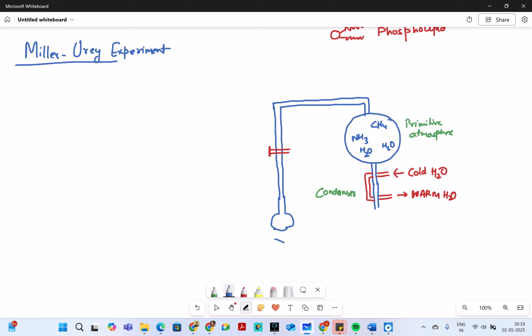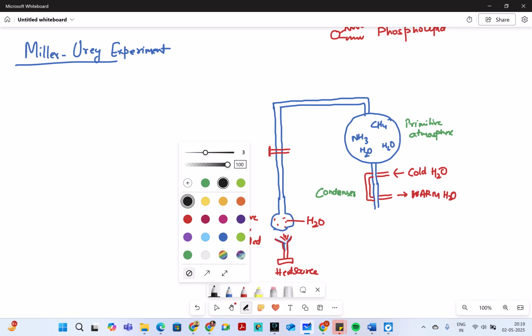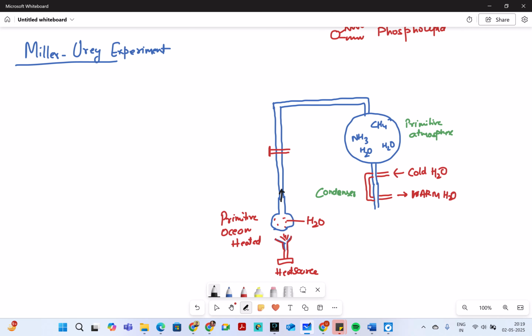Now, so I can say what is here. So here you have water molecules. Water. So this is ocean water, I can say. So I can say primitive ocean heated. So that heating has been shown. And now I will show you what is happening. So the water is converted into water vapor and they are going up into the tube, right?